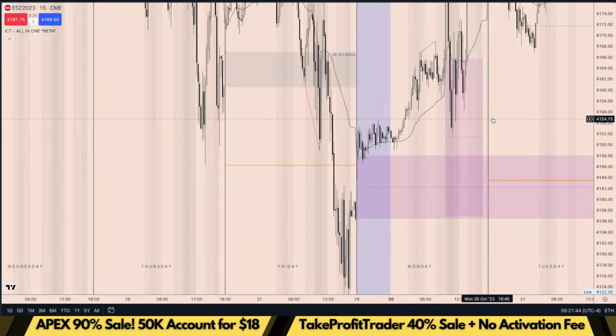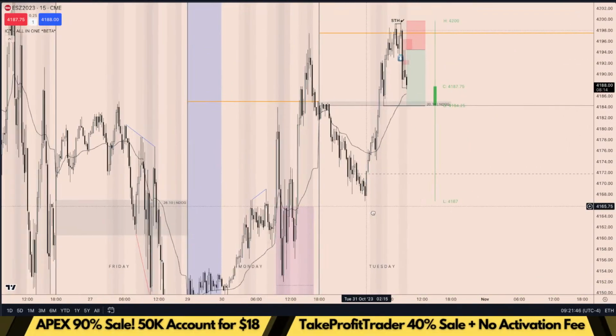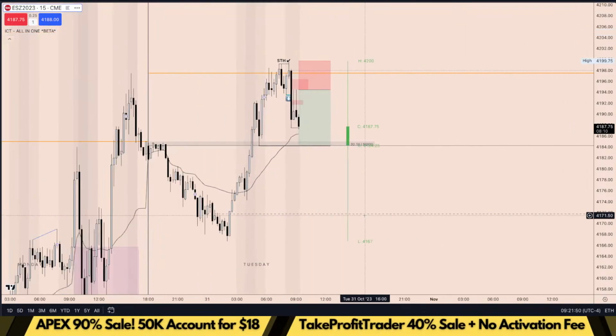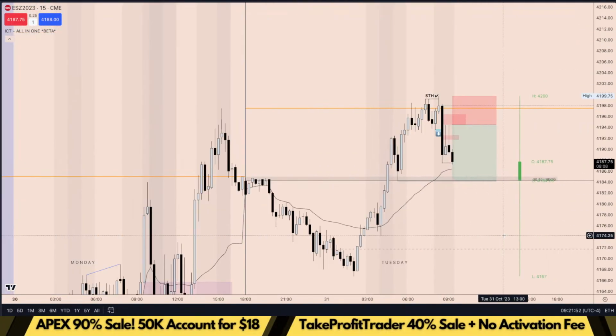And I've also added SMT divergence. Right here, SMT divergence. You can set a specific period for that as well.